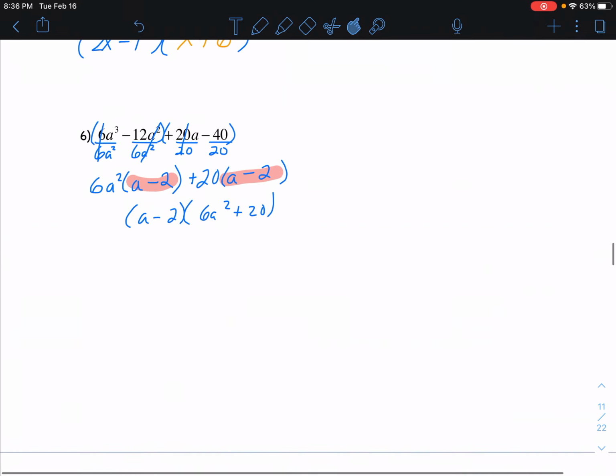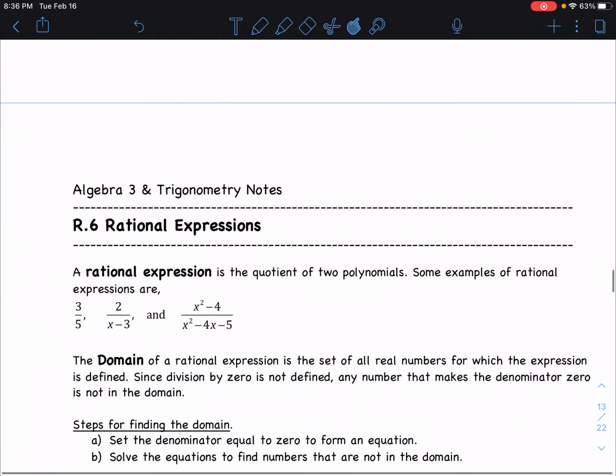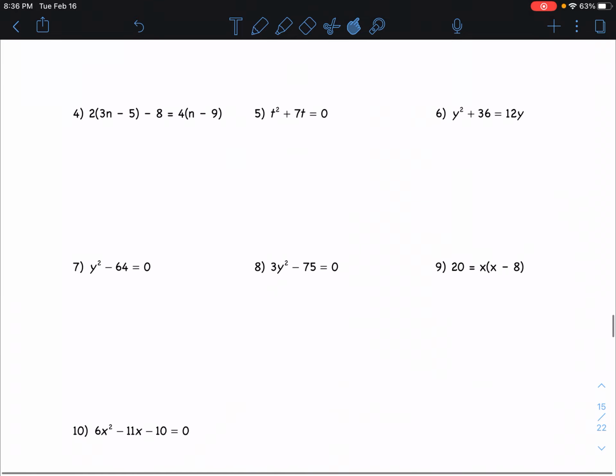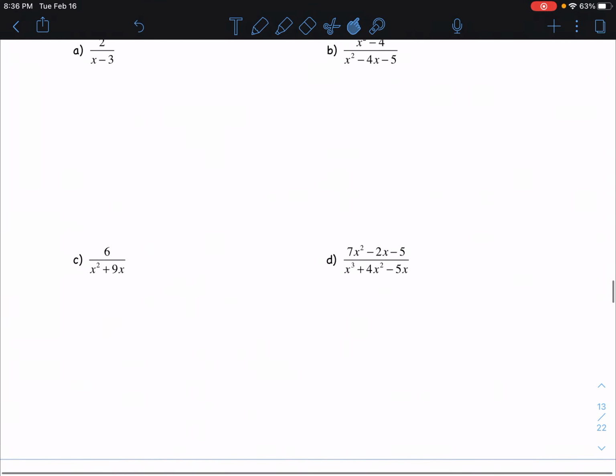Okay, let me just double check, make sure this is the end. I know when I was putting these pages together that some of them cut off. All right, looks like we're good.